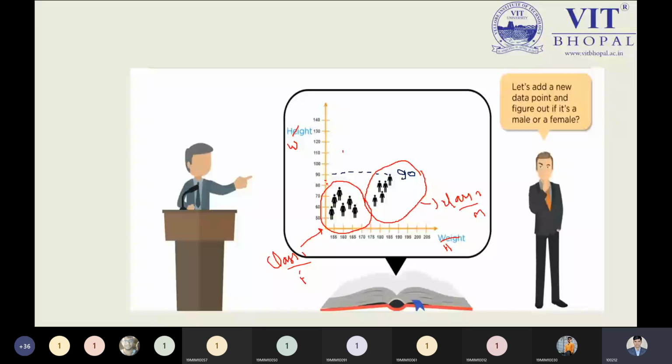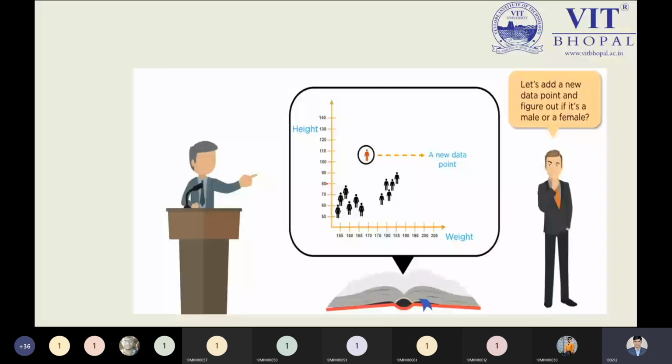Suppose this is my point. Suppose I have given a new data point, and let's add a new data point that's female and male. We need to generate it. I'm taking it only for example purposes, and its weight is approx 95, and its height is approx 169, something like this. We can assume even 68. So this is the information we have given, and we are plotting it as a new data point over here.